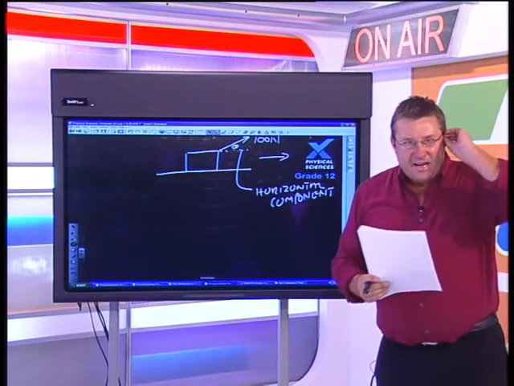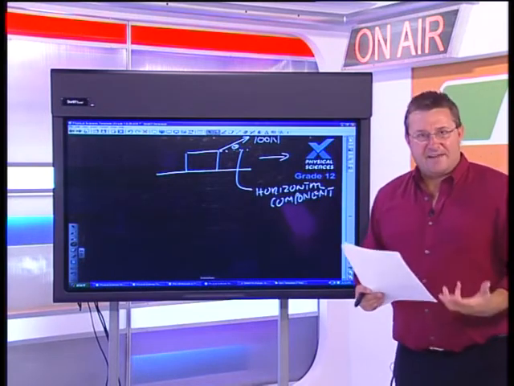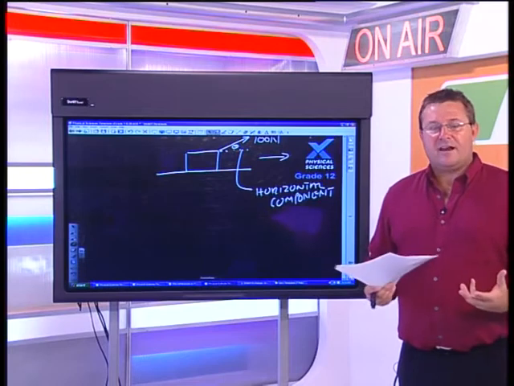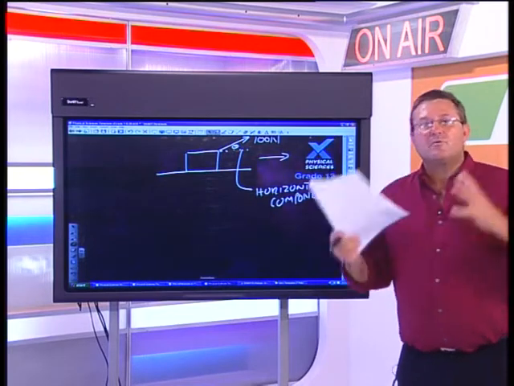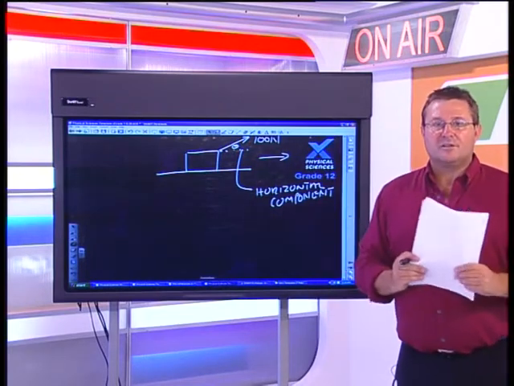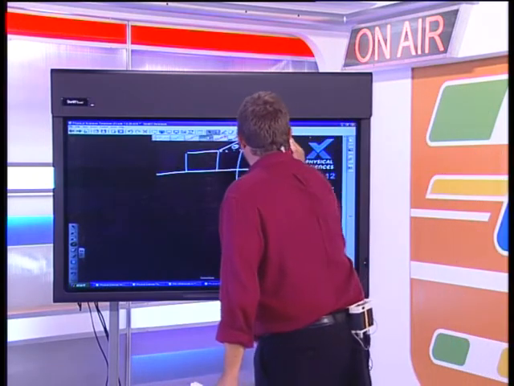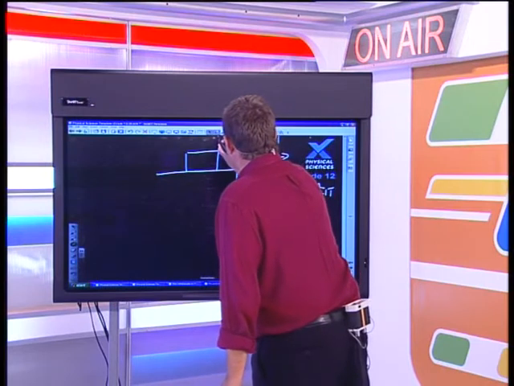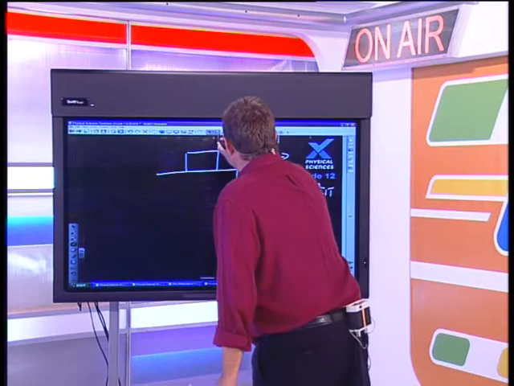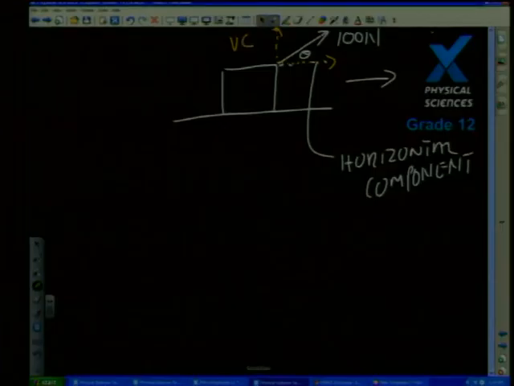Now, again, we're calling on your knowledge of grade 11, because when you did forces in grade 11, you would have been told about how we resolve forces into components. We have two types of components. We have vertical components, which I'm going to draw in like that, and we've got horizontal components. I'm going to call that VC. I'm going to call that HC.